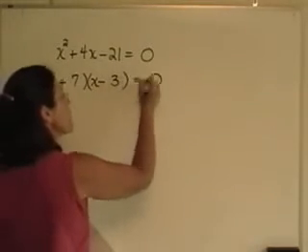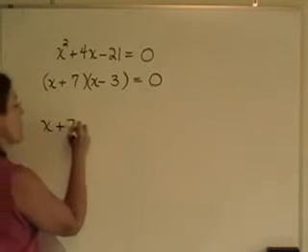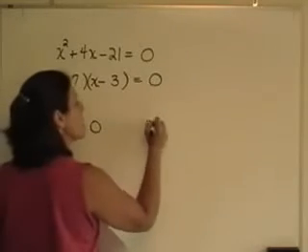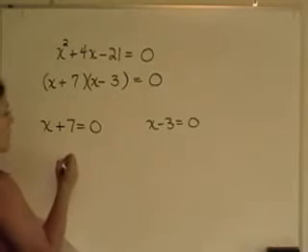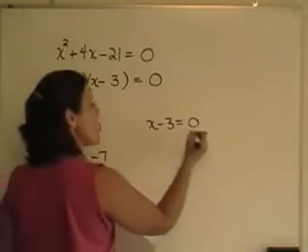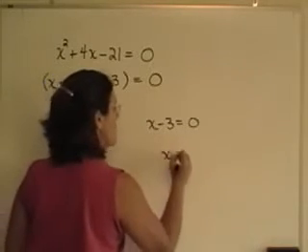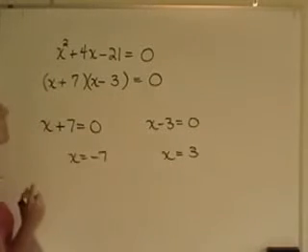It's now in factored form, and I can use the zero product rule. In other words, I can state that x plus 7 has to equal 0, and x minus 3 has to equal 0. And when I subtract 7 from both sides here, I'll get x equals a negative 7. And when I add 3 to both sides to get x alone here, I'll get x equals a positive 3. Those are the two solutions that work in this equation.